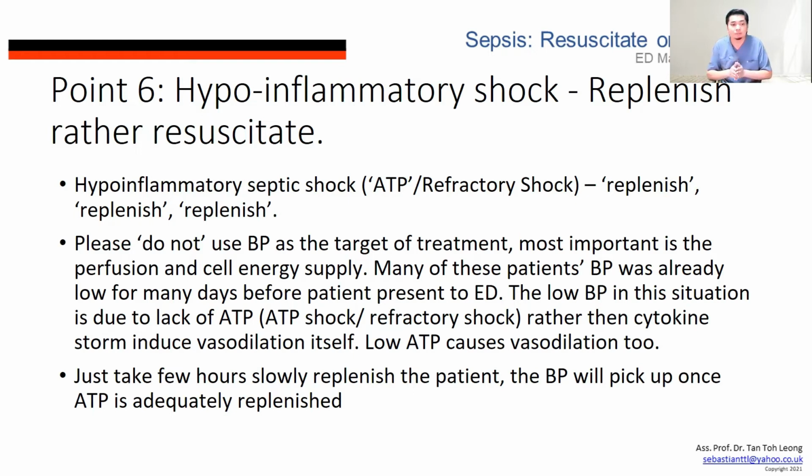Yeah. So in a patient with low ATP also, the vasodilatation itself is due to the lack of vascular tone rather than cytokine causing the vasodilatation. So both ends can give you vasodilatation. That's why don't confuse, thinking that the vasodilatation must be a cytokine storm. No, it is not. So we slowly replenish the patient, slowly give the glucose, slowly give some insulin and early feeding. Actually, patient BP will pick up eventually.